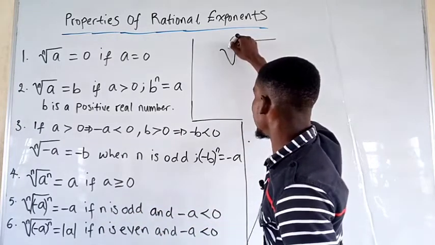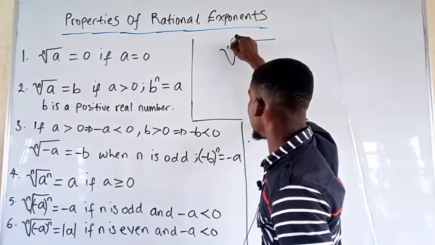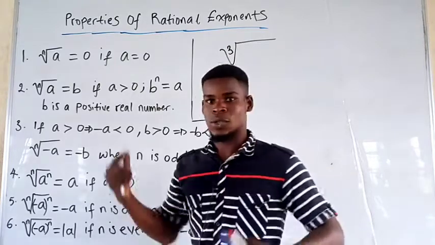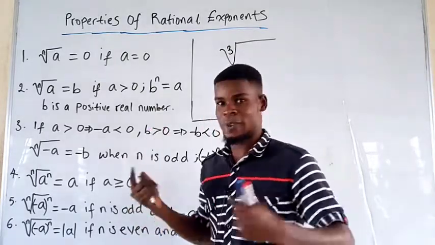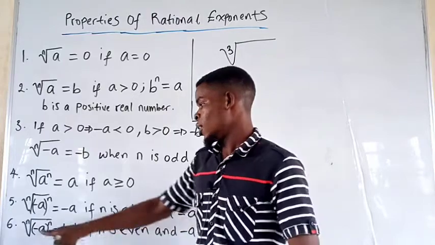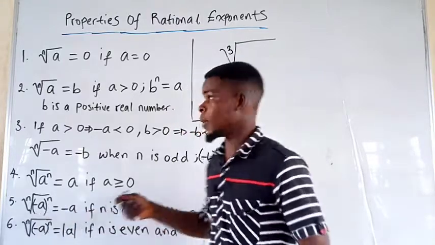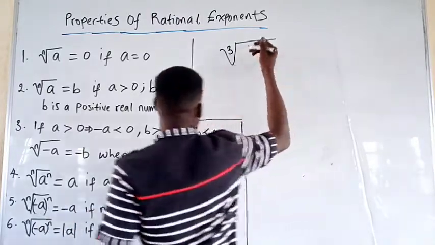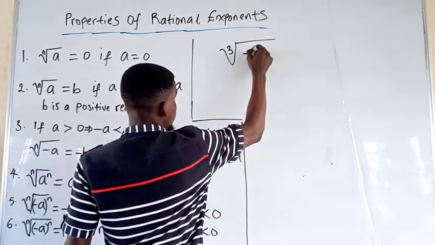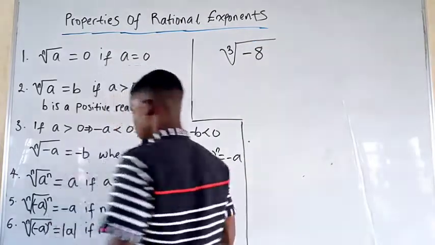So let me just put any odd number for you. Let me just put down 3. I don't want to go for bigger odd numbers because it will require bigger entries. Then we enter with a negative number. Which negative number can we think of? Let me just put down negative 8.